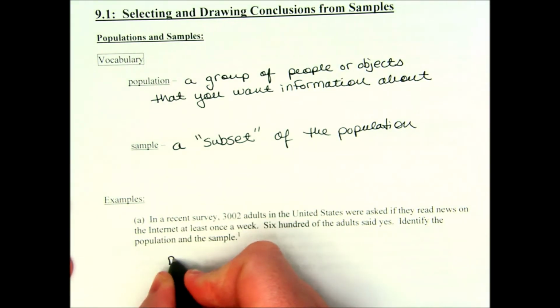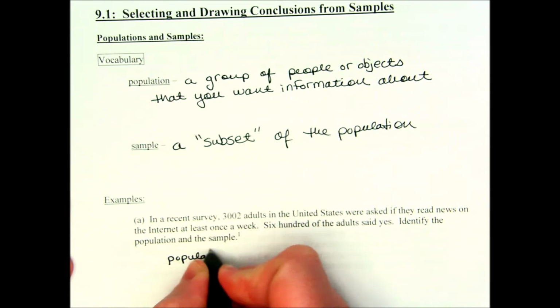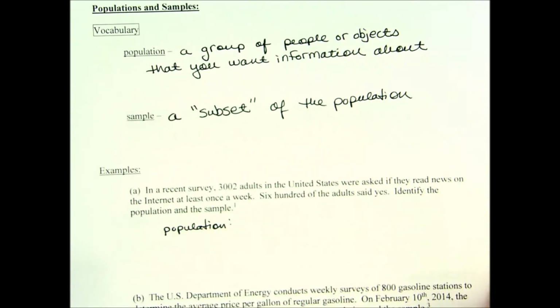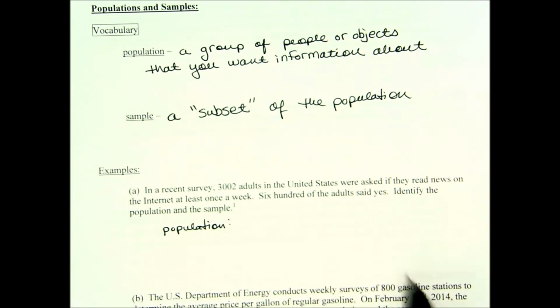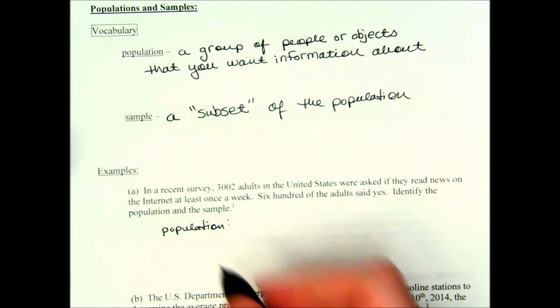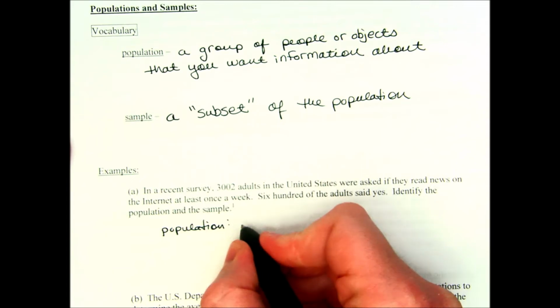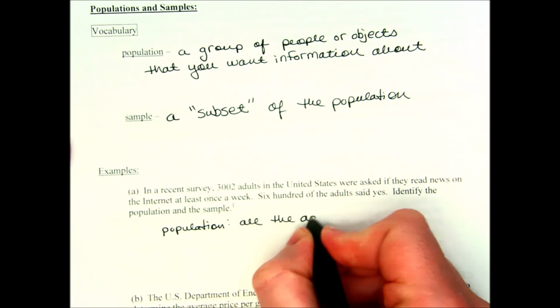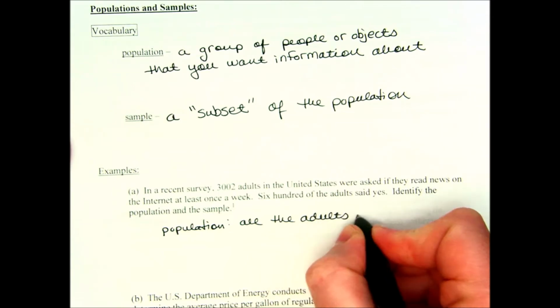Well, our population is everyone that we're trying to get information about. Well, we asked 3,002 adults in the U.S., but we did that to try to figure out what all of the adults in the U.S. do. That's going to be our population. All the adults in the U.S.